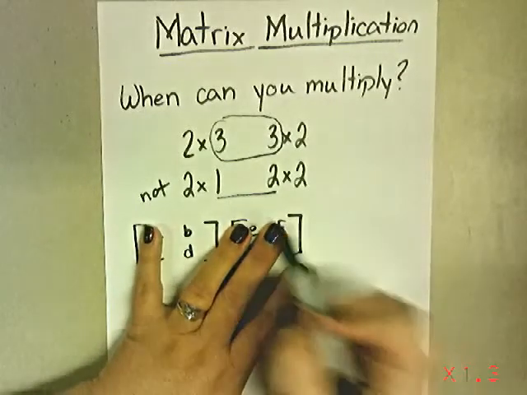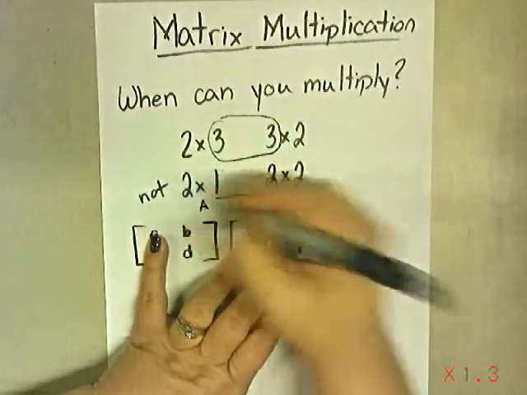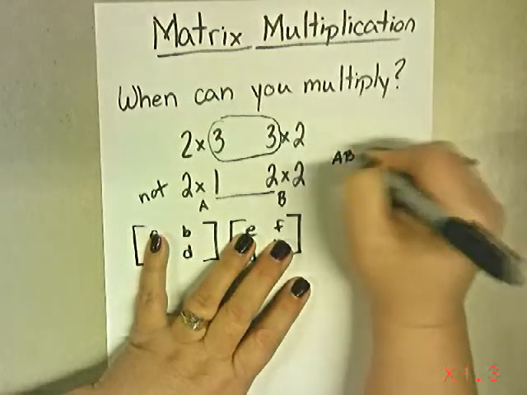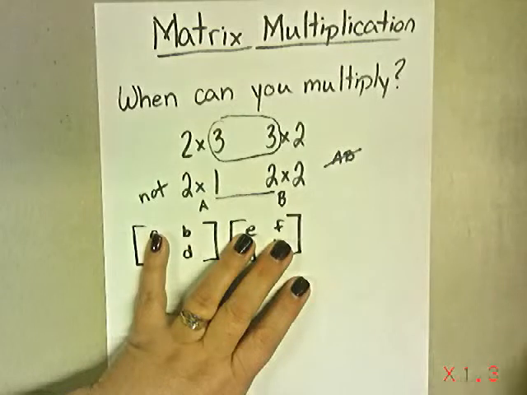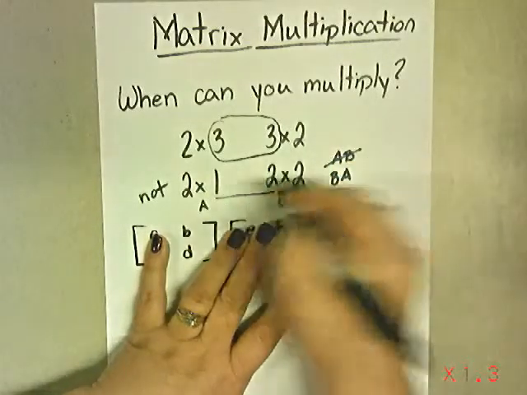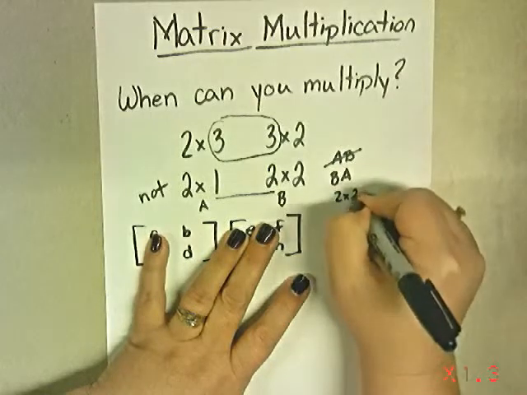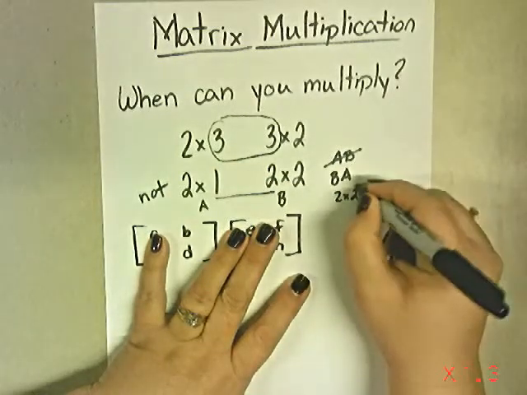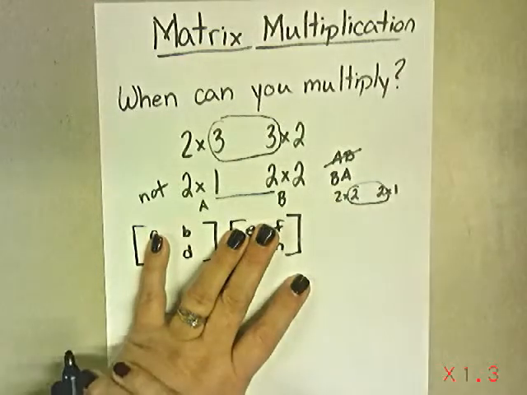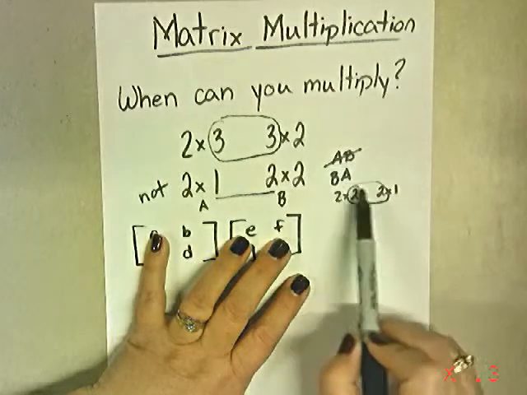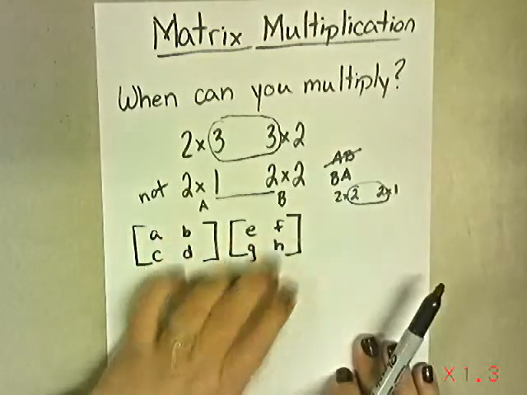Now, that brings up a good point though. Let's pretend this is matrix A and this is matrix B. We cannot do A times B. But what if I asked you for B times A? Then the B would come first and you'd have 2 by 2. The A would come second and you'd have 2 by 1. And then you could multiply it together. So you have to be careful. Sometimes you can do it in one order, but not in the other order.